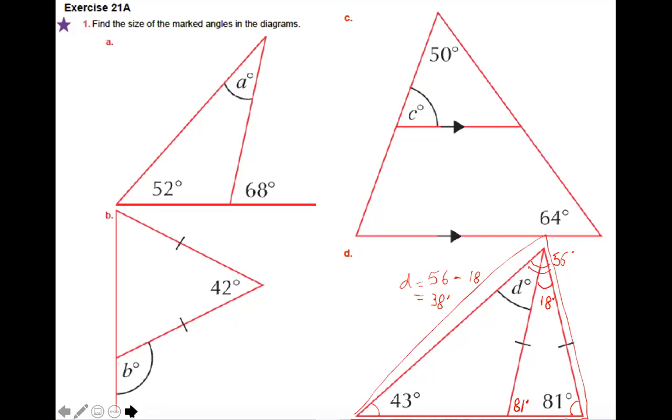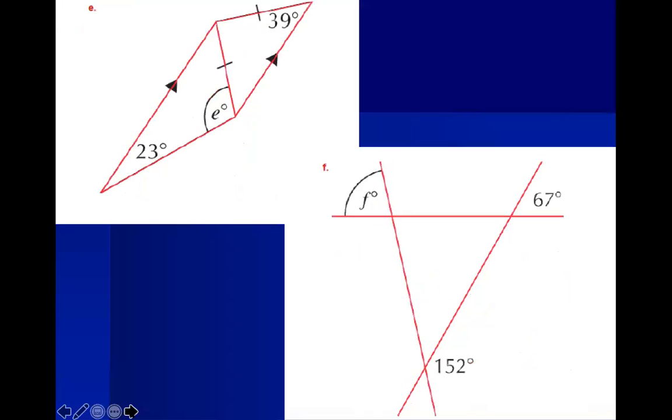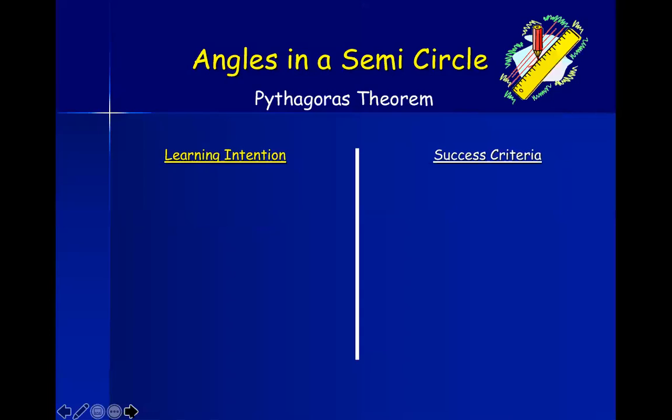It's just breaking it down and trying to see. Okay. So X shape, Z shape, F shape, that's usually what I tell my students. A triangle, is it isosceles, is it equilateral? Have I got a quadrilateral?